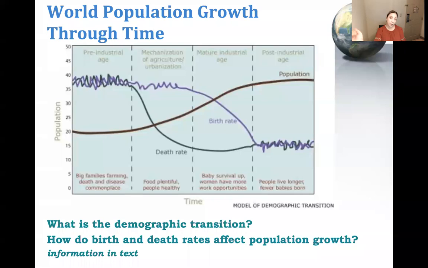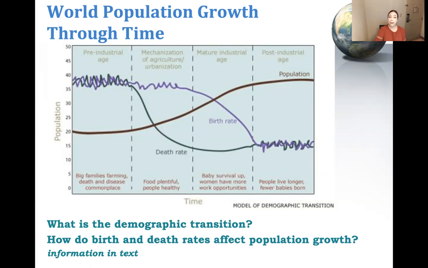The second stage, mechanization of agriculture and urbanization, death rates falling because we have more food, better nutrition. But birth rate is still high because people haven't quite realized that they don't need to have as many children now. However, with the start of urbanization, families start to realize that it costs more money to raise kids, so they have fewer kids.